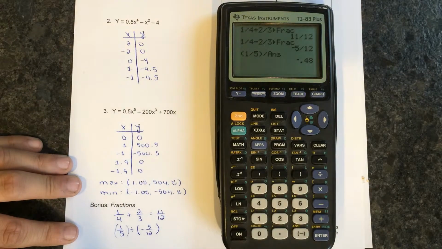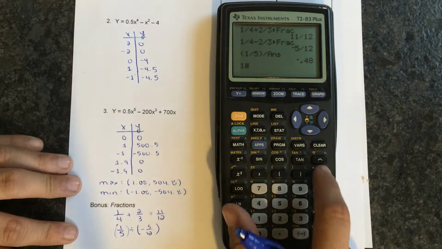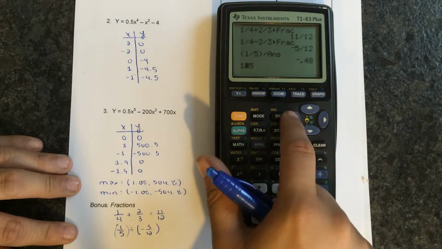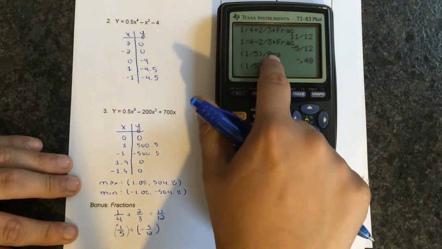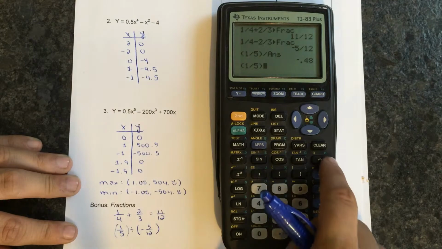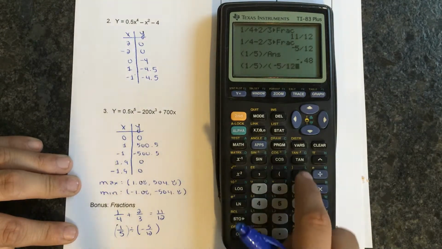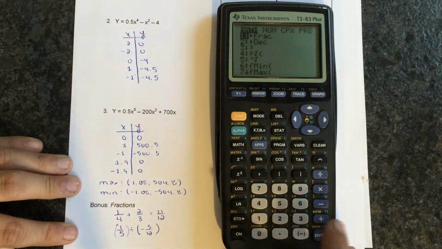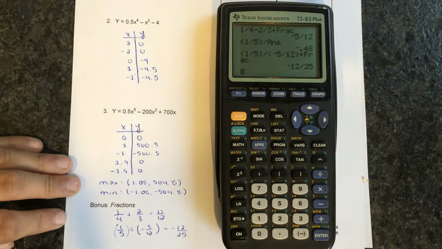Oops, I didn't put my answer in fractions. Oh, all right. So let's just re-enter it. I thought I was being so clever. I can't pull the previous problem down because it's going to pull this answer when it refers to answer. So I'm just going to re-enter it all. Silly, silly, silly. And there we go. So -12/25.